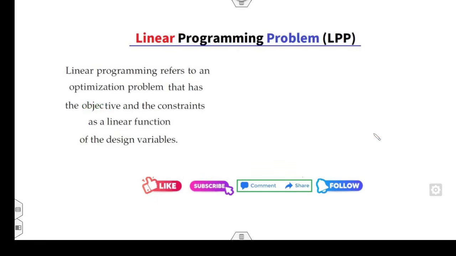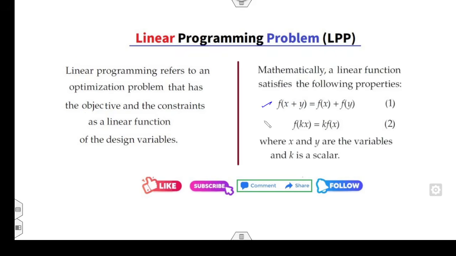Fine. Let's see, what is the meaning of linear? Whenever the objective function f(x) and the constraint g(x) are both linear functions, we call it a linear programming problem. In general, we all know any function is said to be linear if it satisfies two properties, equation number 1 and equation number 2, that we already discussed in our linear algebra lecture series. So you can also see that playlist on my YouTube channel, the linear algebra playlist.